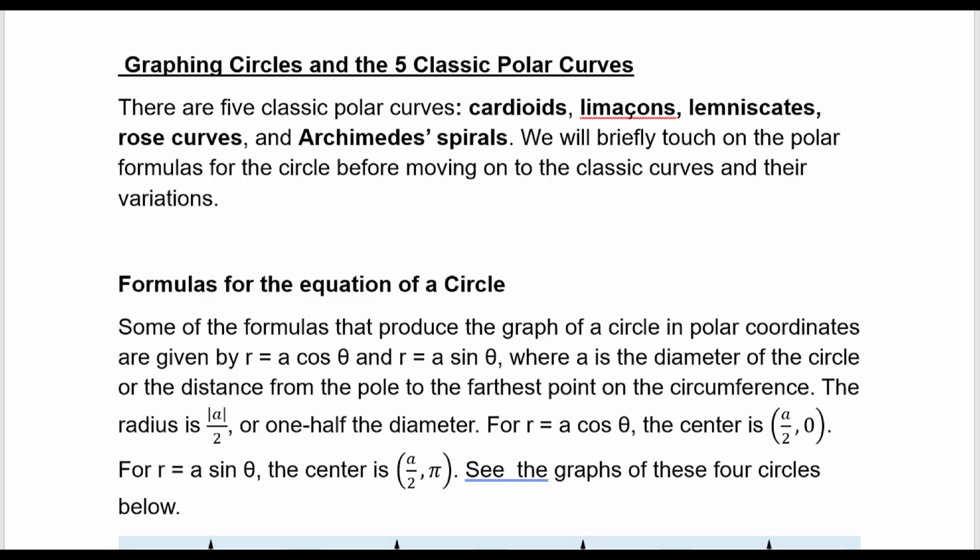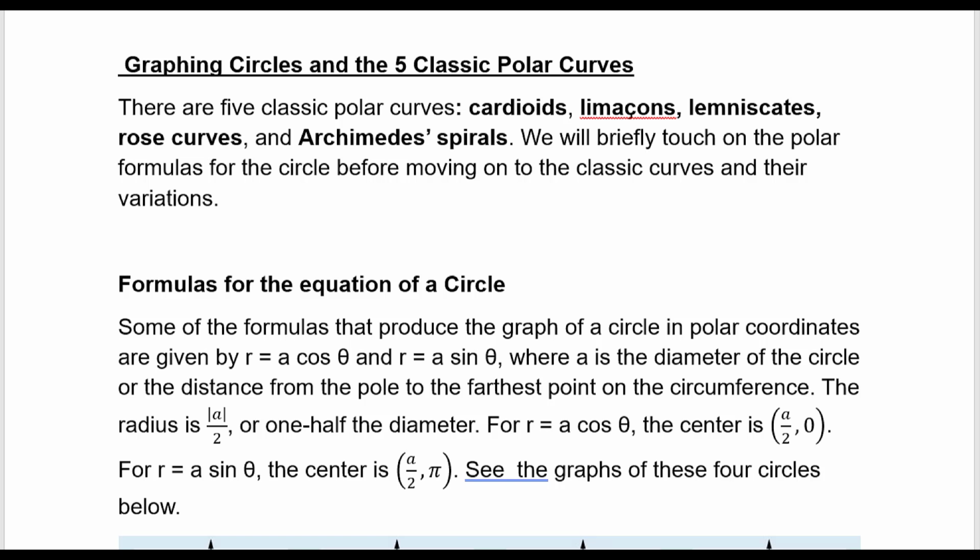Now we're going to look at graphing circles using polar equations. We've done circles, obviously, when we've done rectangular coordinates or Cartesian coordinates, the x squared plus y squared equals r squared. But this next section is going to introduce the 5 classic polar curves. Now this video is going to focus on the circles, though. In the videos to come, we'll see cardioids, limaçons, lemniscates, rose curves, and the Archimedes spirals.